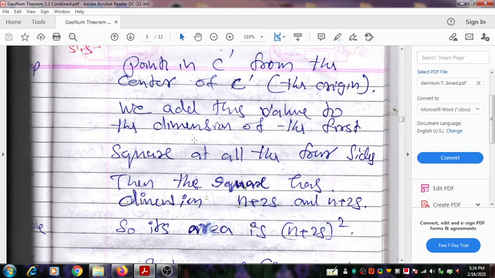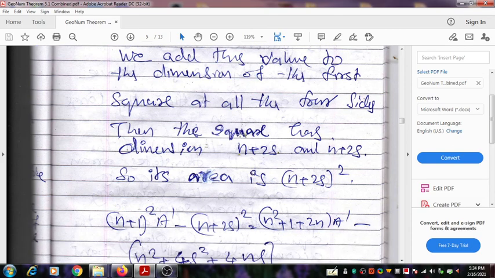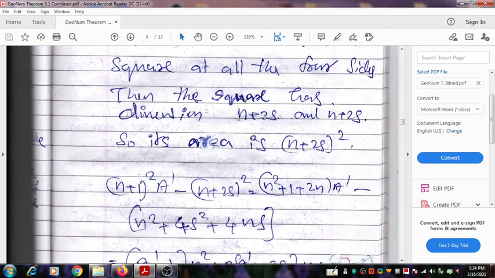We add this value to the dimension of the first square at all four sides, as you can see from the figure. The square then has dimensions n plus 2S by n plus 2S, length n plus 2S and breadth n plus 2S, so its area will be n plus 2S, times n plus 2S, equal to (n plus 2S) squared.